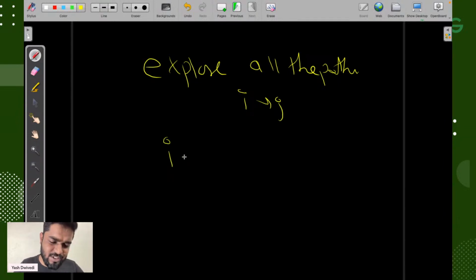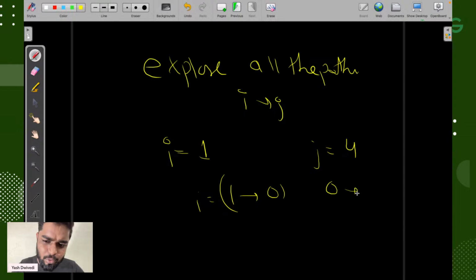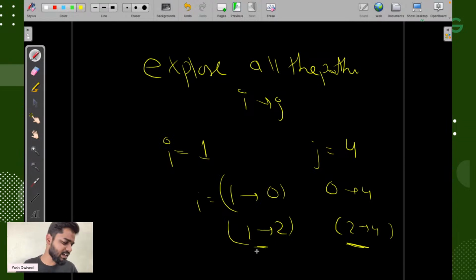Let's say the I node is one, and J is four. So I'll explore that. Let's say from one I go to zero, and then from zero I go to four somehow. Or maybe from one I go to two, and then from two I go to four. And these paths can also have certain lengths. Is that clear? You can write clear in the chat or +1 in the chat.